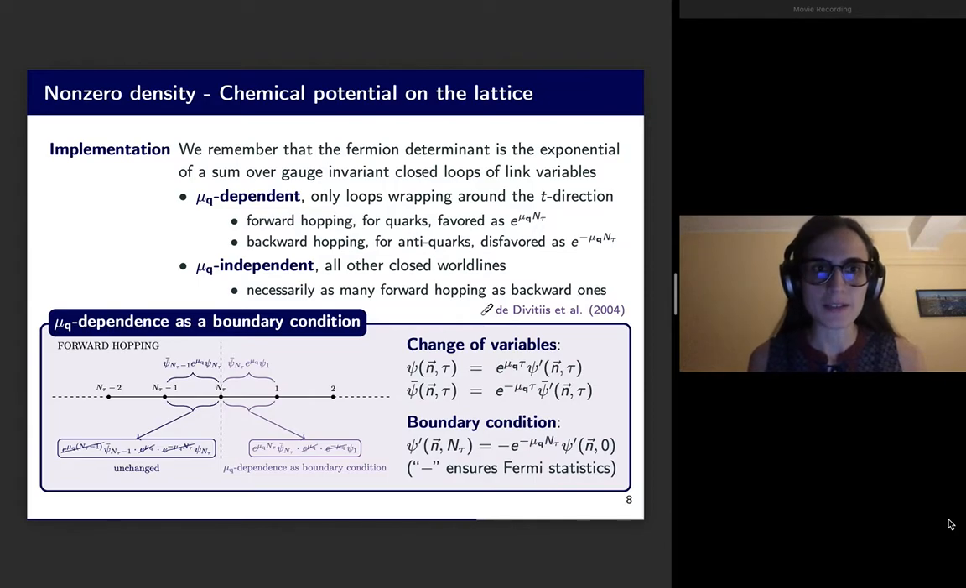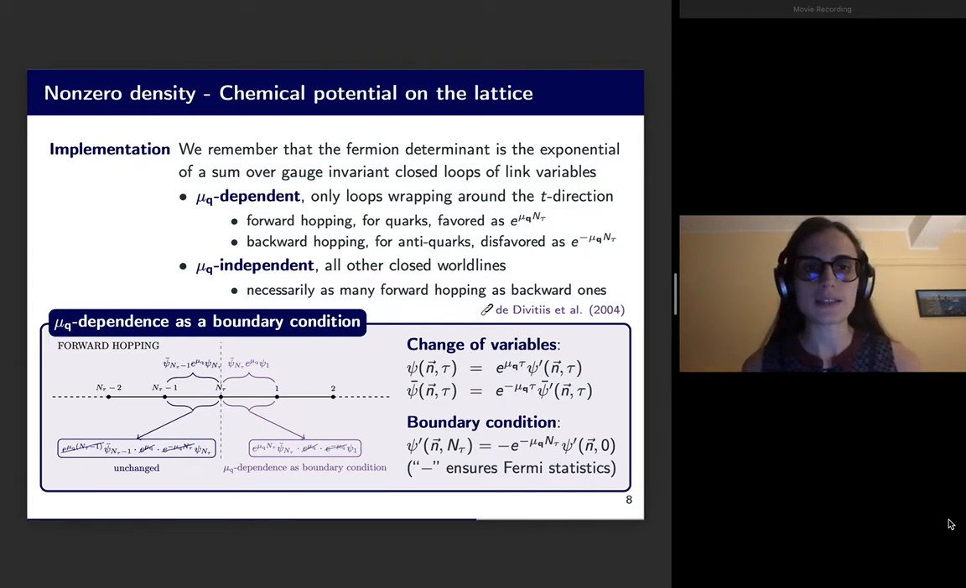And the next aspect to cover is how do we actually implement chemical potential on the lattice in practice. We need to remember that the fermion determinant, according to the hopping parameter expansion, for example, corresponds to the exponential of a sum over gauge invariant closed loops of link variables. Just any closed loop of link variables contributes in the hopping parameter expansion framework to the determinant of the fermionic operator. Then in that framework, are these loops mu dependent or mu independent is the question we should ask ourselves.